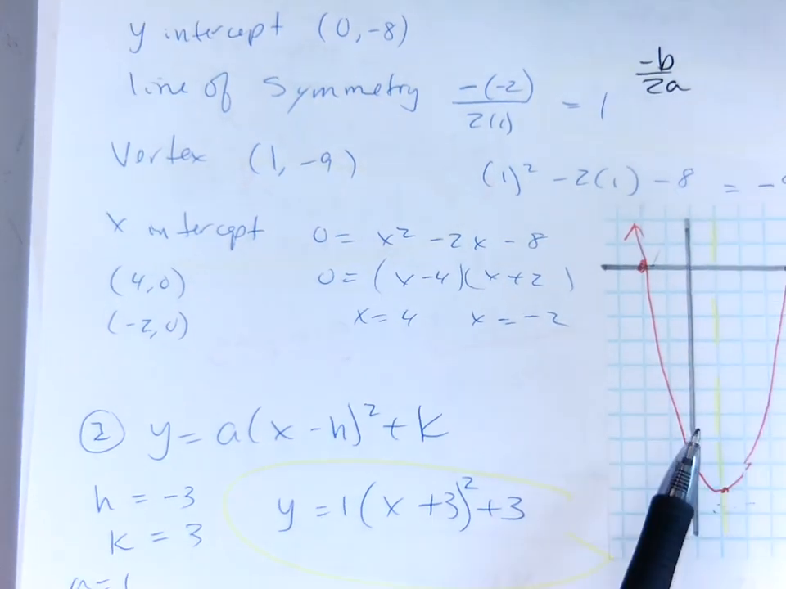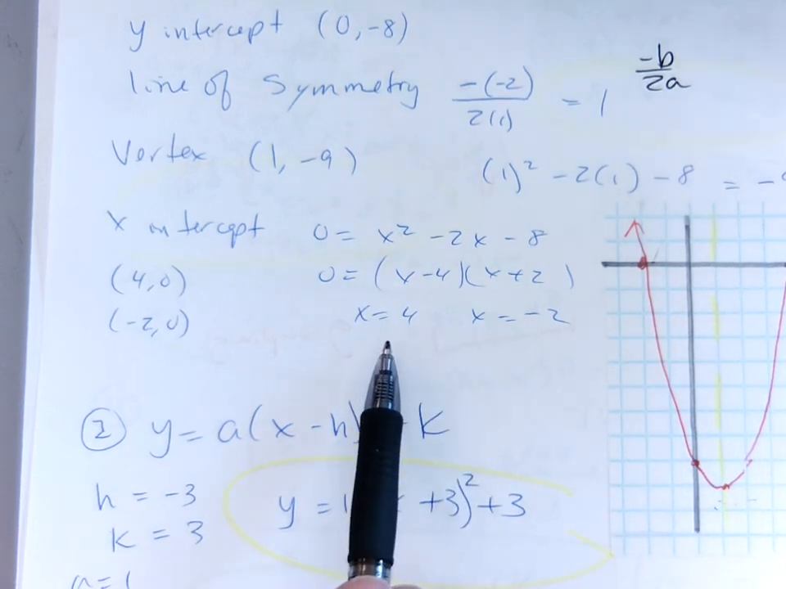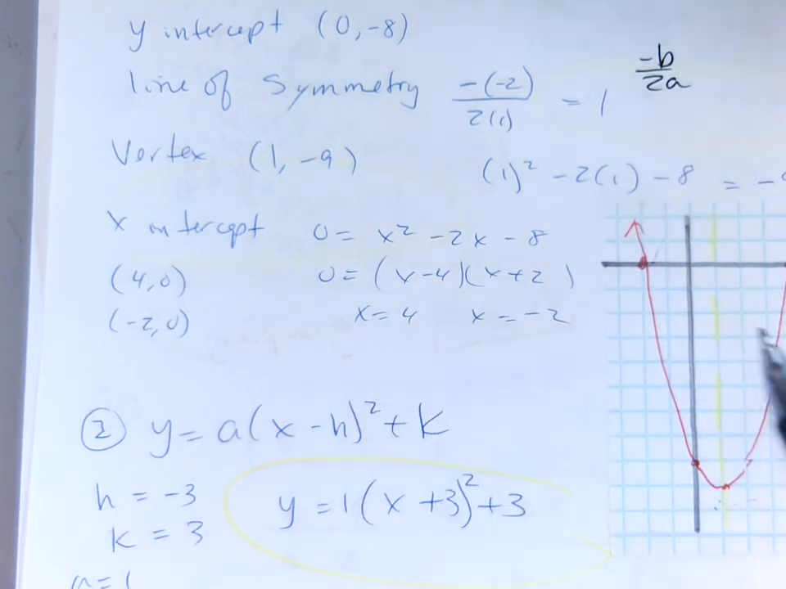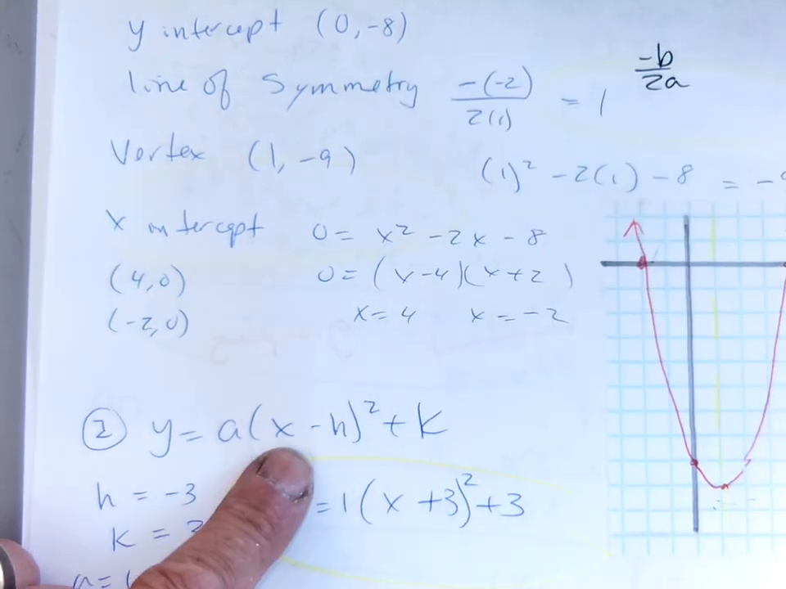My x-intercepts, I just set it equal to 0 and factored. And so I got 4 and -2 because I factored it. And then I just drew in my parabola, okay? Number 2, to get the equation of this parabola, what I did is I went to vertex form.